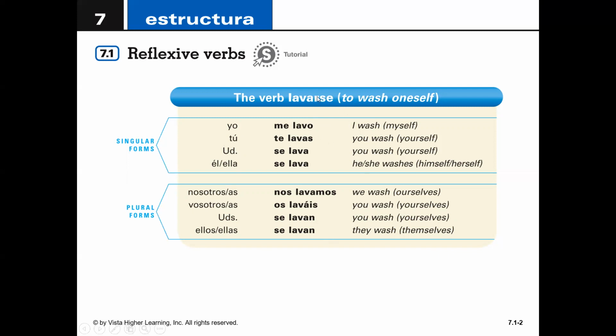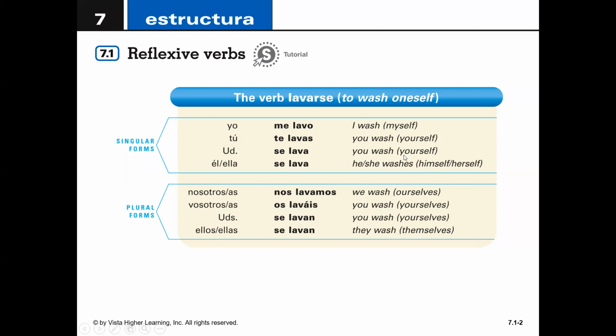So you notice that if you don't look at the SE at the end here for lavarse, it's just a regular AR verb. So the endings of the verbs conjugate the same as any regular AR verb, such as hablar, right? You notice here in the first one, you have lavo. The only difference is that you have these what are called reflexive pronouns. So you say me lavo. So I wash myself, okay?